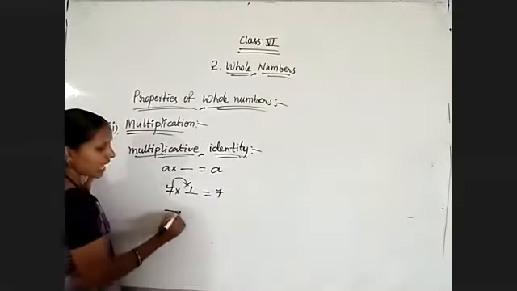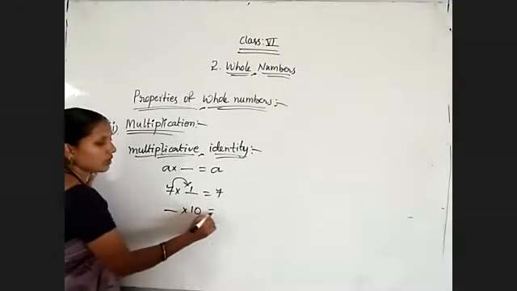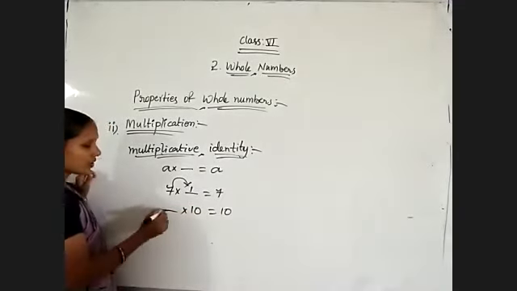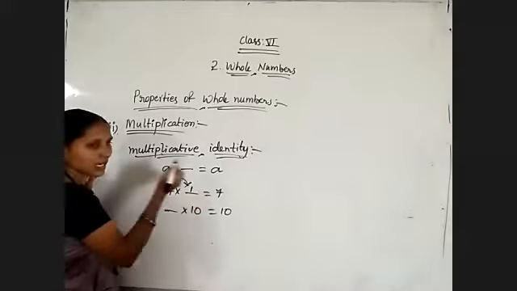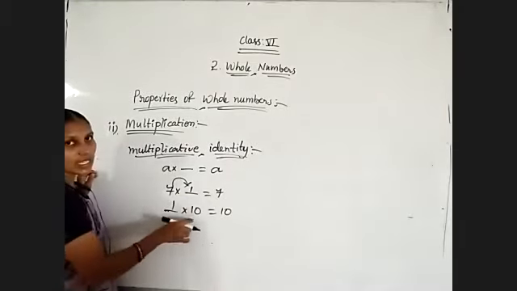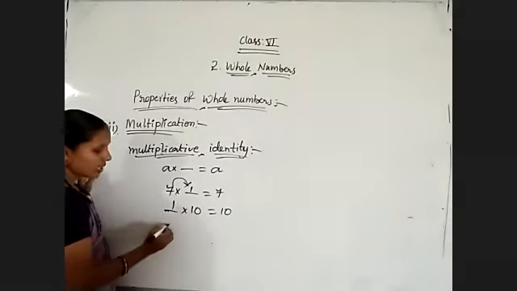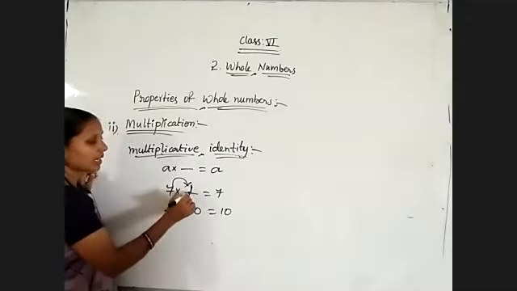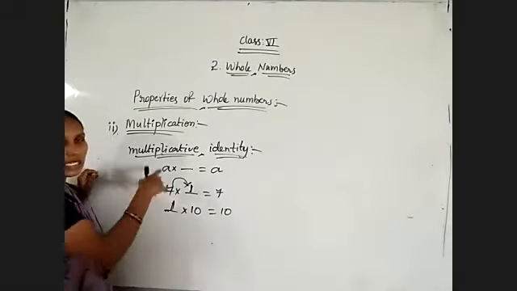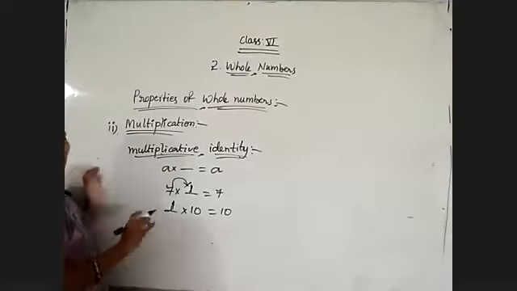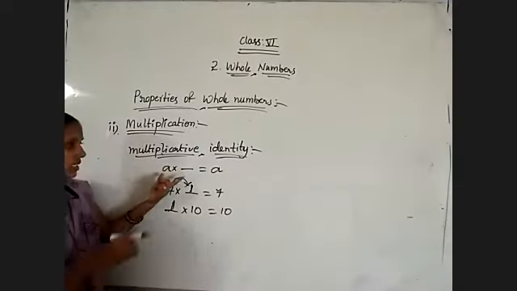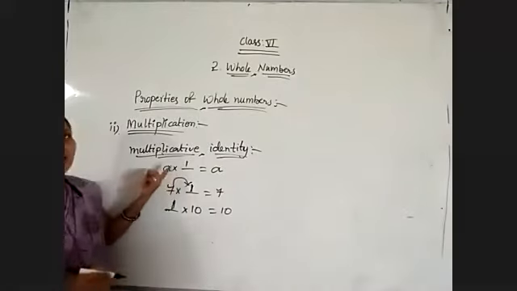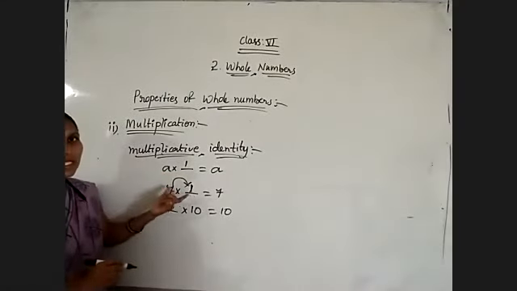So suppose dash into 10 is equal to 10 only, the result. So which number do I need to multiply to get the result as 10? 1. 1 tens are 10. Okay. See, for any number, if we are multiplying with 1, then the result is that number itself. That result is not changing. So that's why 1 is called multiplicative identity.